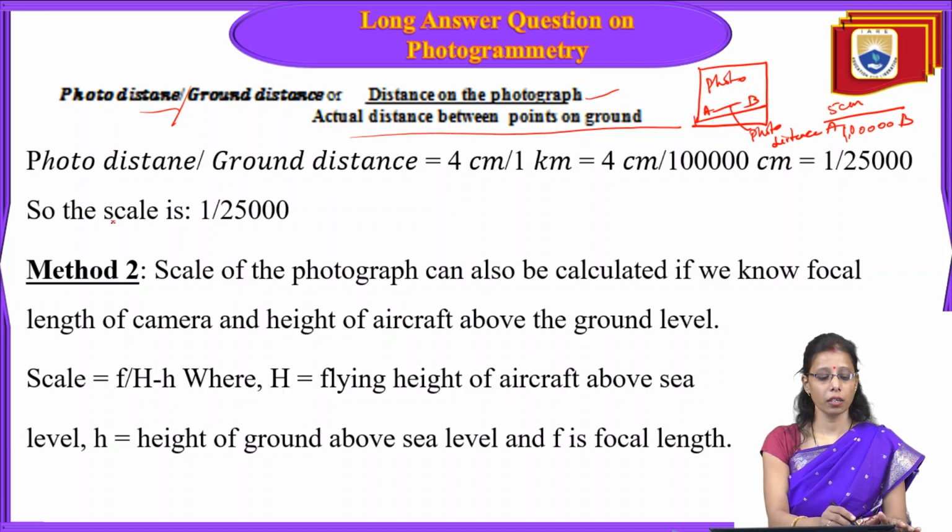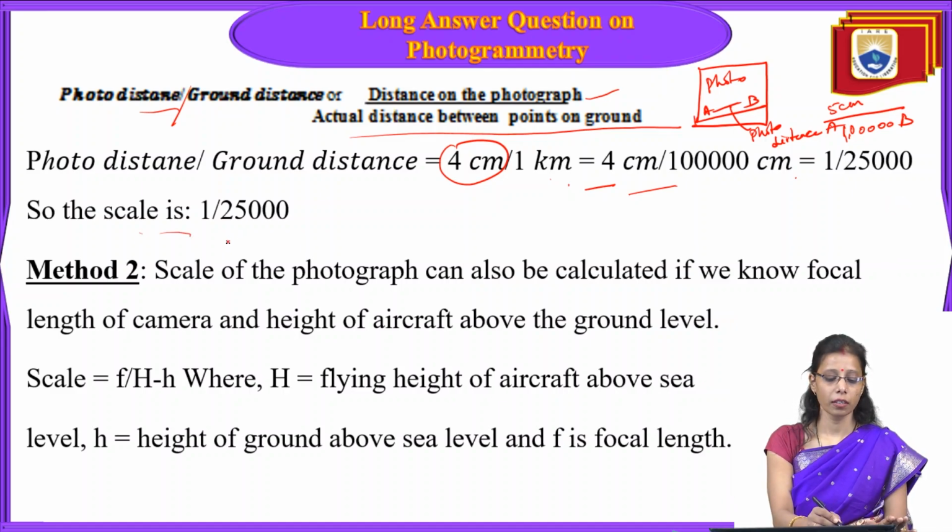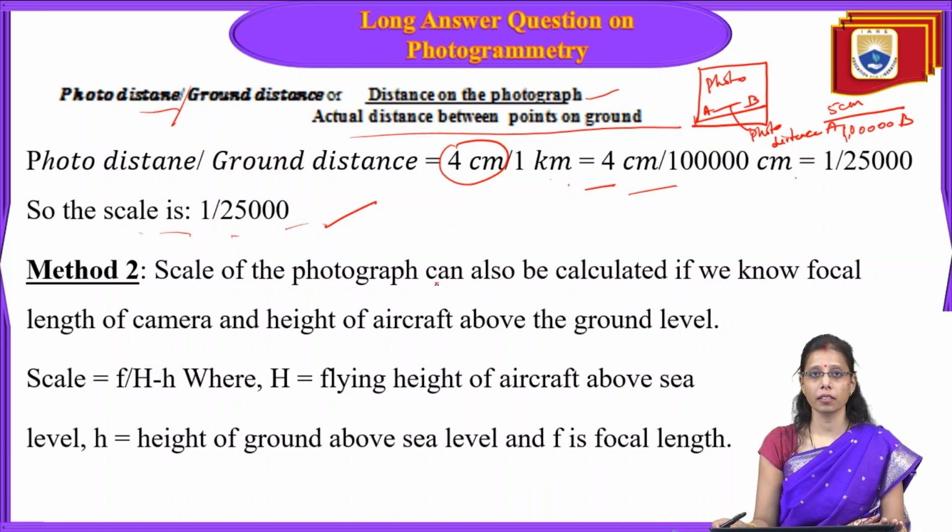So here, if the photo distance is 4 centimeters, then 4 centimeters by 1 kilometer is equal to 4 centimeters by 1 lakh centimeters, which is equal to 1 by 25,000. So the scale here is 1 by 25,000. This is how we identify the scale. This is the first method.